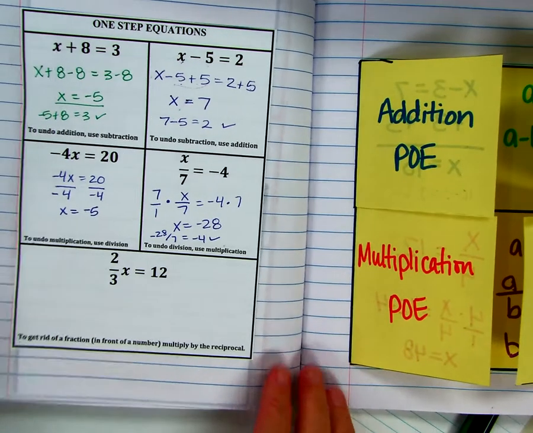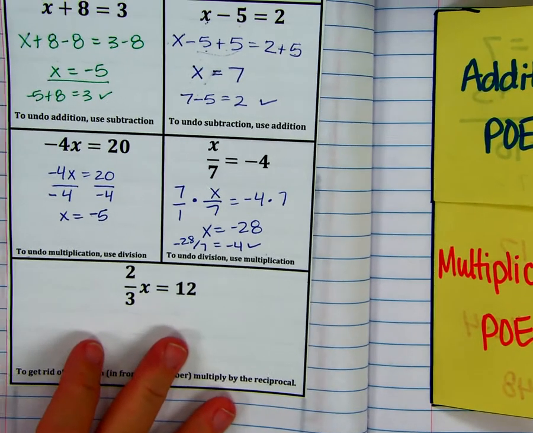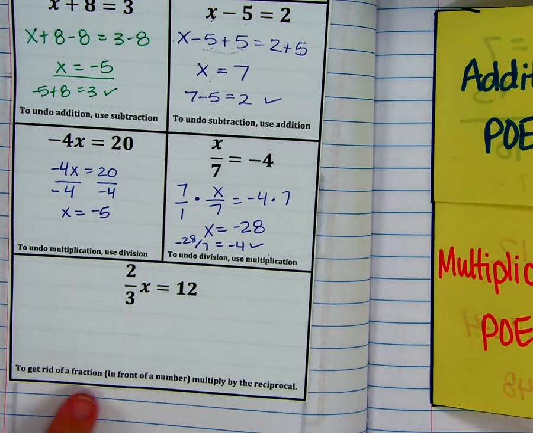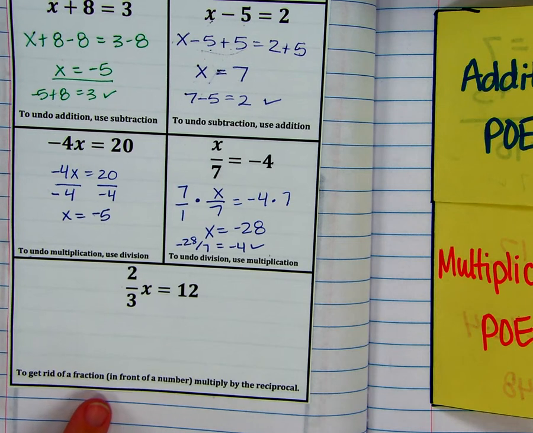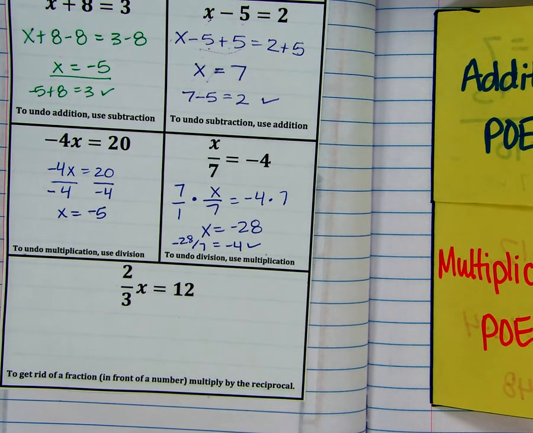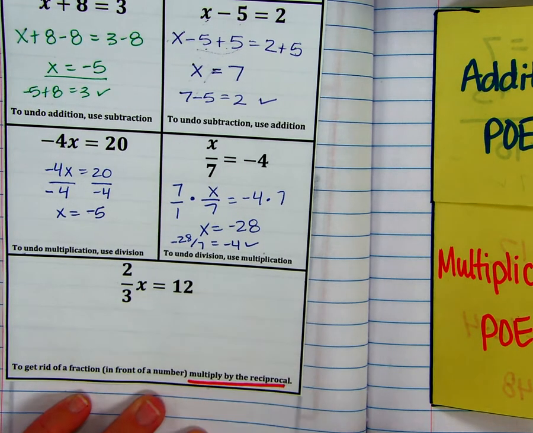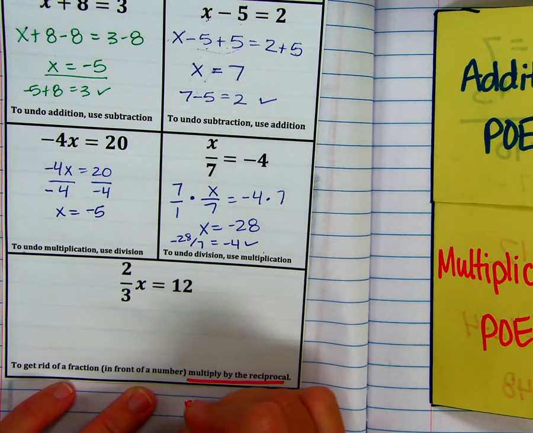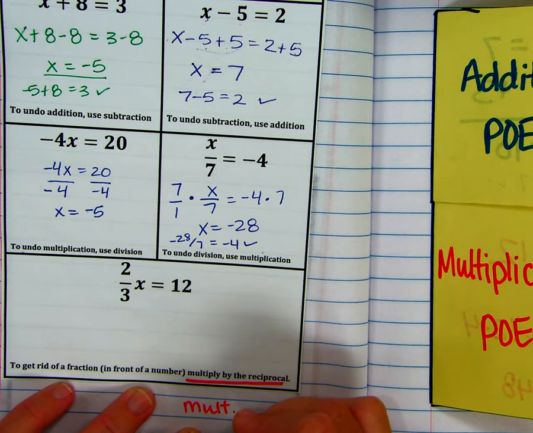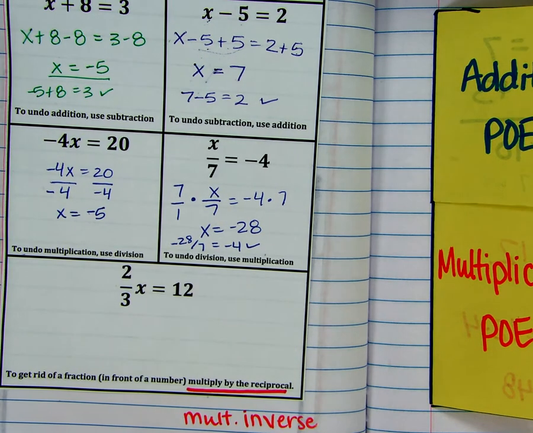Let's take a look, though, at this problem here: 2/3 x is equal to 12. Now, the hint down below is that to get rid of a fraction that's in front of a number, we want to multiply by the reciprocal. This is the multiplicative inverse. And I'm going to highlight this a little bit, and I'm going to write a little note. Multiplicative inverse: a number times its reciprocal is equal to 1.